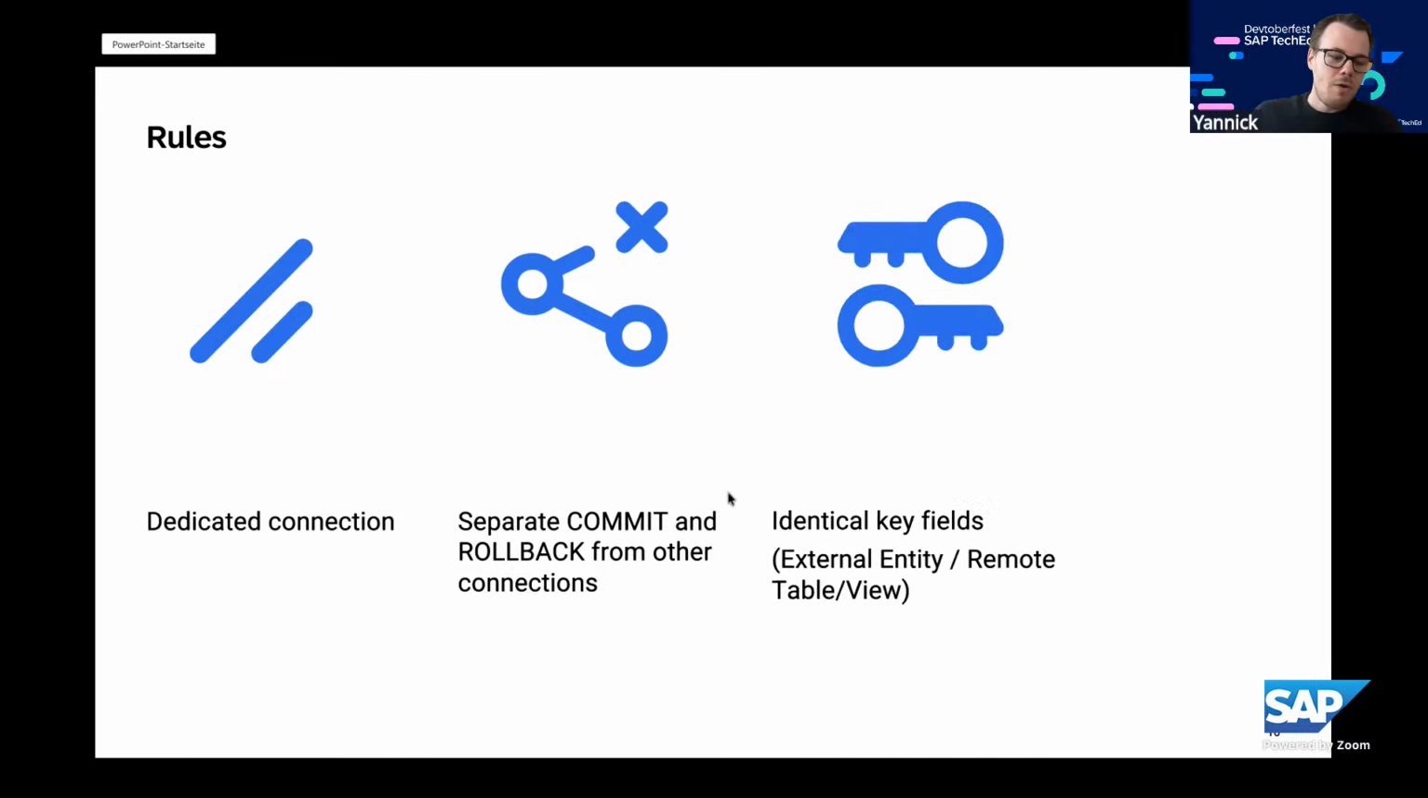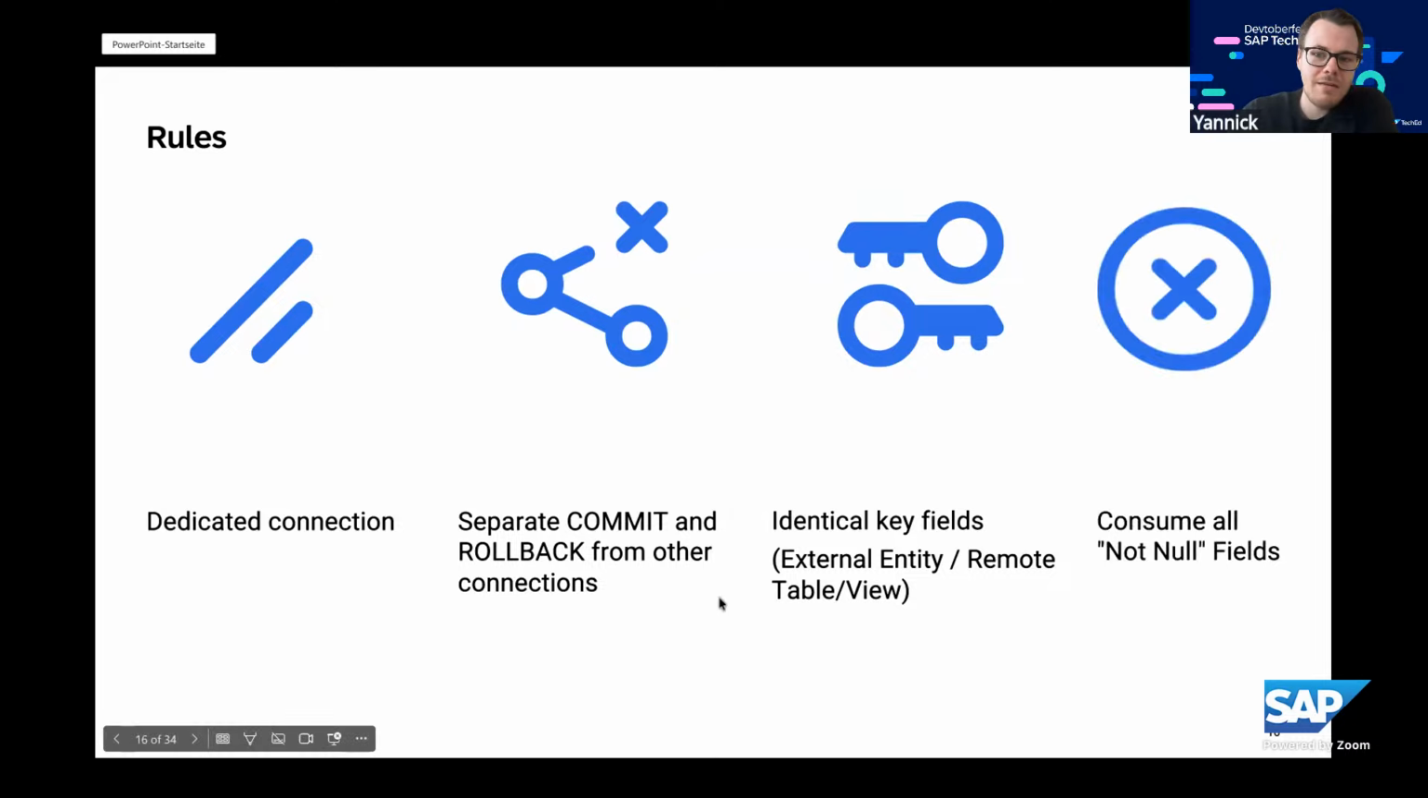And our external entity definition has to have the same key fields. This means that we even need a key field at least once in our remote database. Also, they have to be identical, so we have to include every key field. It has to be the same structure as the remote table or the remote view. And we have to consume all fields from the remote object that cannot be null. Even if they have a default value or something, we still have to consume it, because we do not transfer the default value to the external entities.